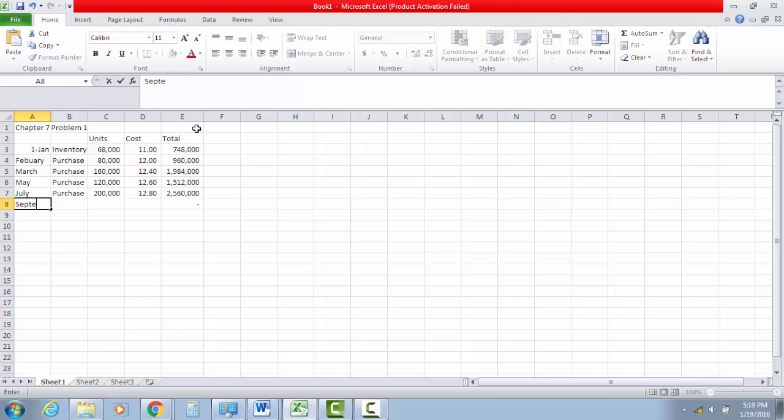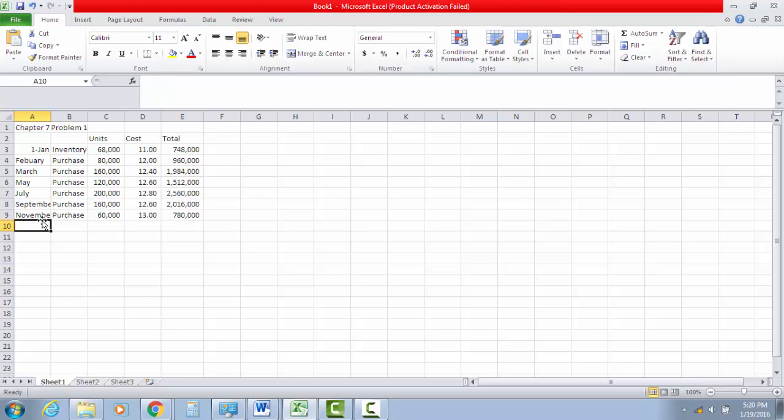In September, we purchase 160,000 units at $12.60. And then in November, we purchased 60,000 units at $13 a piece, which is $780,000.